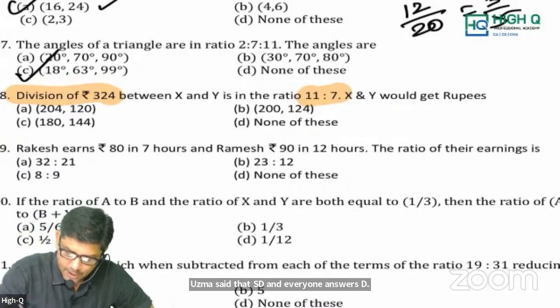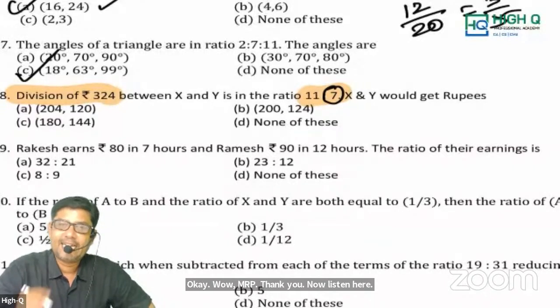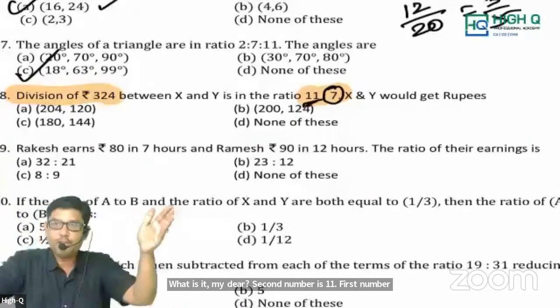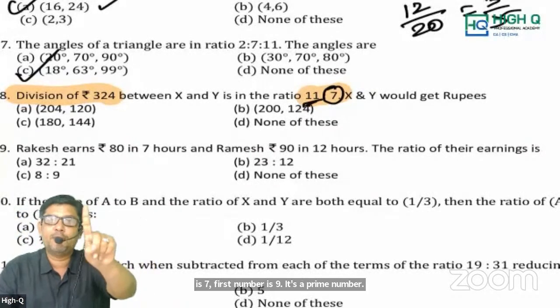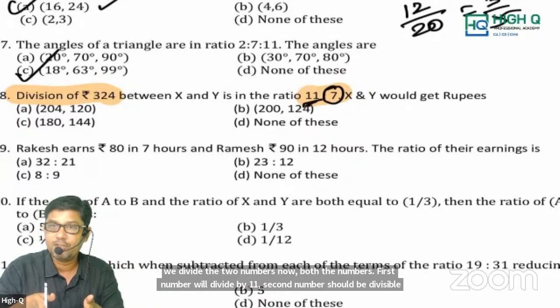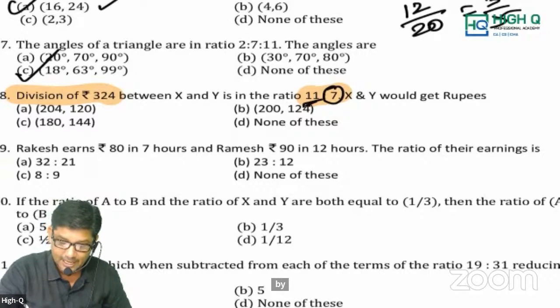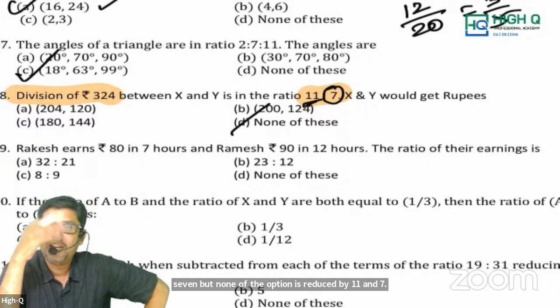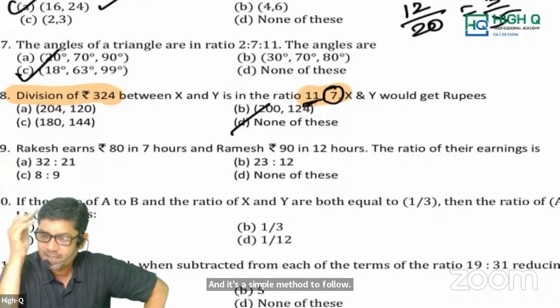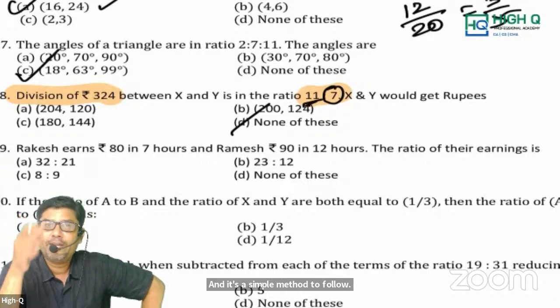Now listen here, my dear. First number is 11, second number is 7. The total 324 is divided between the two numbers. First number should be divisible by 11, second number should be divisible by 7. But none of the options is divisible by 11 and 7. So directly I'll say the answer is D. It's a simple method to follow. You got my point, my dear? Don't waste your time by solving it.